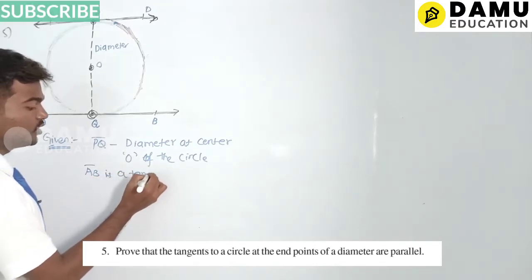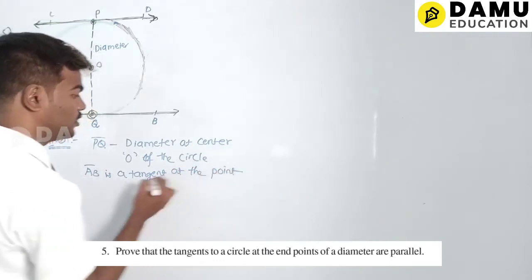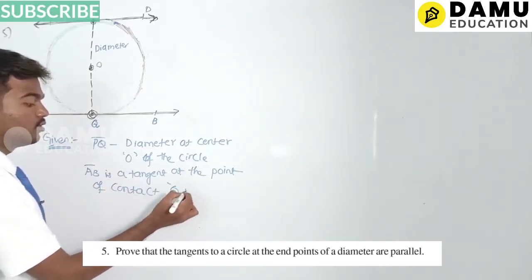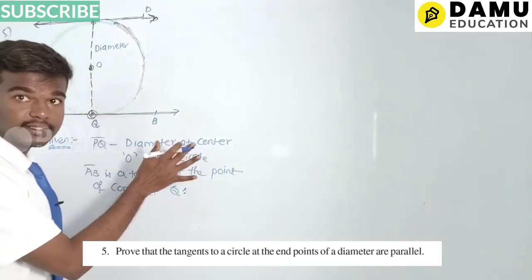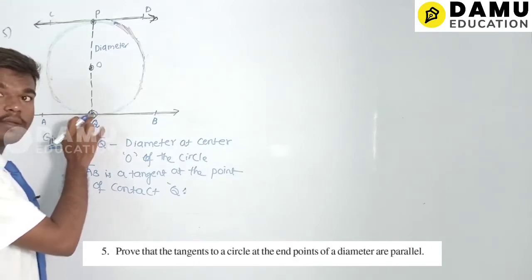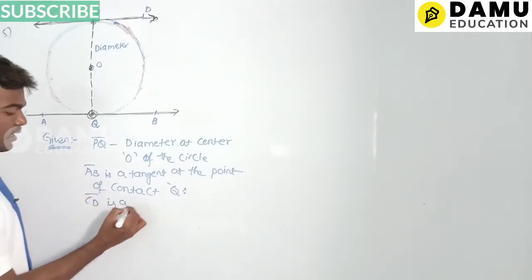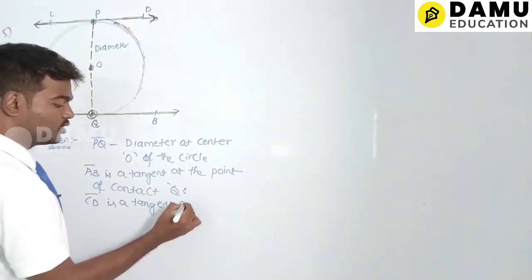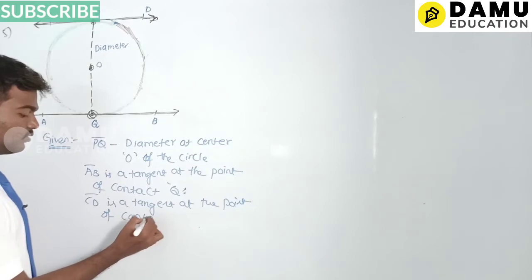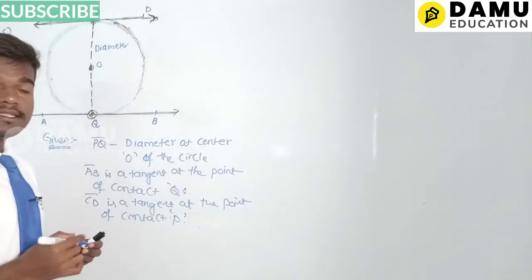AB is a tangent at the point of contact Q to the circle, passing through the point of contact Q. That is the one. Next one, CD is a tangent at the point of contact P. Then these are the given things.